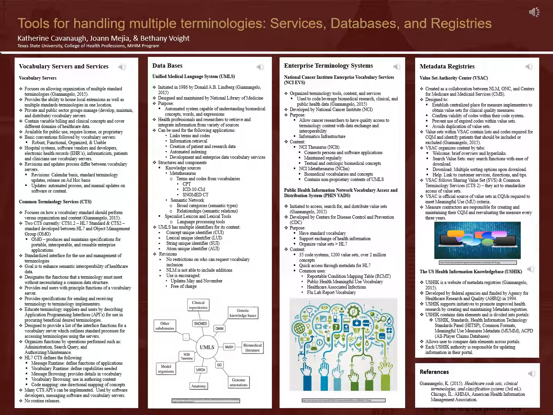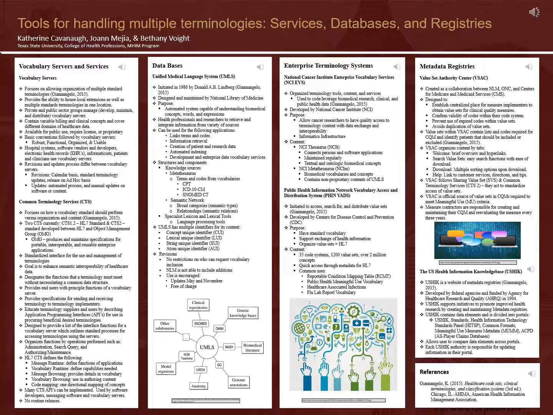Moving on to the Public Health Information Network, also known as PHIN VADS. This type of system was initiated to access, search for, and distribute value sets. It was developed by the Centers for Disease Control and Prevention, also known as CDC. This system has a purpose of maintaining standardized vocabulary and supporting the exchange of health information. It also seeks to organize value sets relative to HL7.